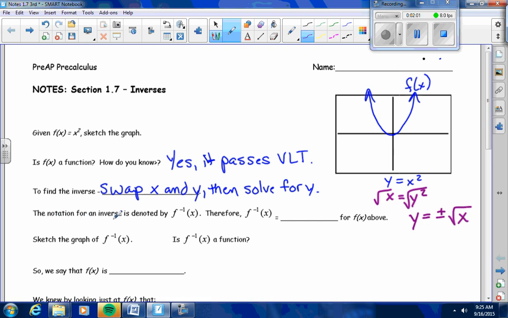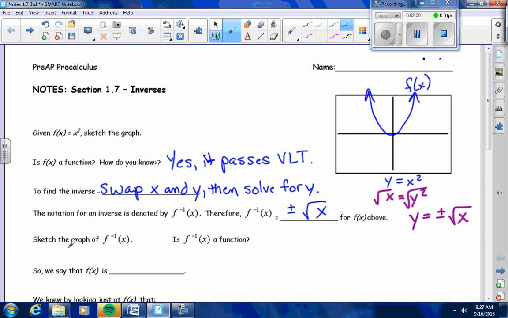The notation for an inverse is denoted by f with a little superscript of -1 of x. So we read that as f inverse of x. Therefore, for this particular equation, f inverse of x equals plus or minus the square root of x.